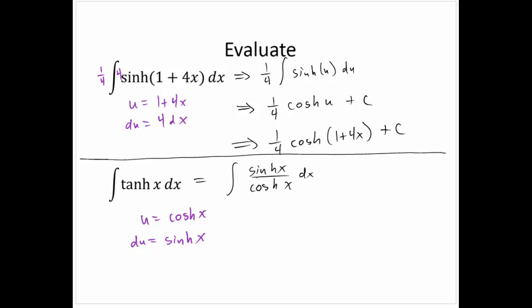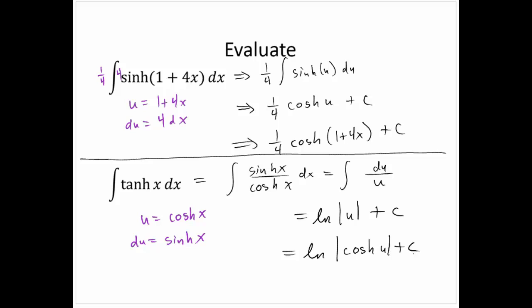And so then I now have the integral of du over u. And so that's the natural log absolute u plus a constant, natural log absolute hyperbolic cosine x plus c. Now remembering that the hyperbolic cosine, that should be an x, not a u. If you remember the graph of the hyperbolic cosine, it's entirely above the x-axis, so therefore it's always positive, and so we really don't need the absolute value bars here.